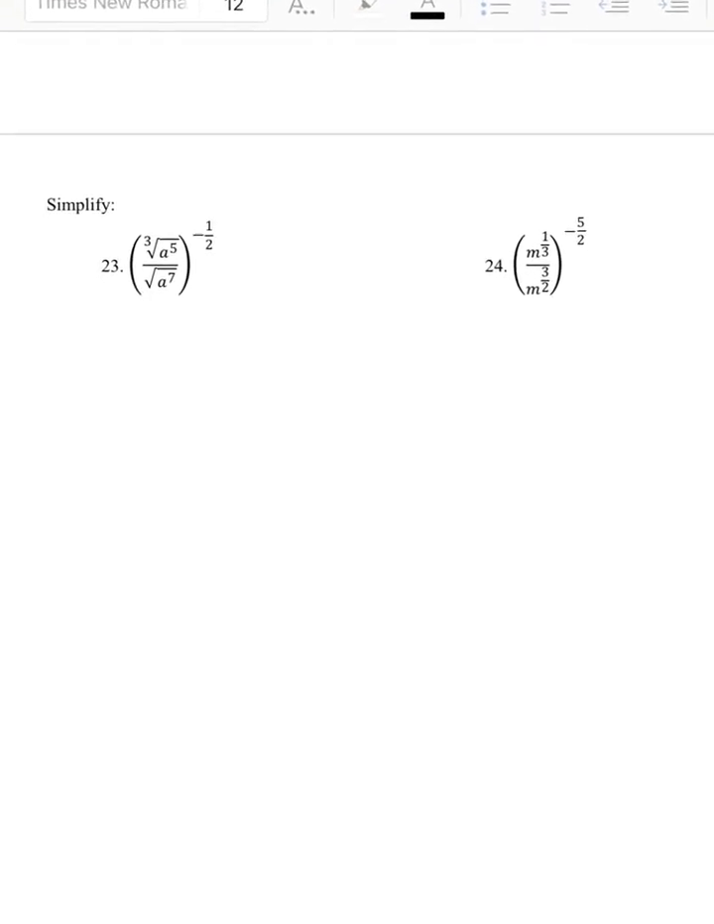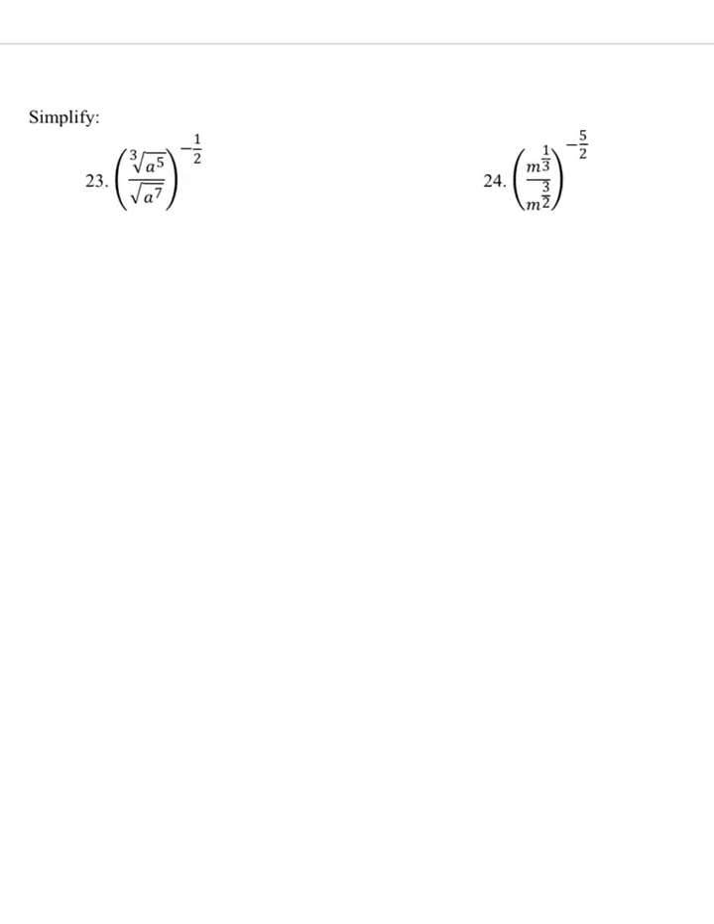Alright, last 2 questions on here, they look like doozies, but they're really not too bad as long as you know your rules. So here, first let's clean up these radicals. So this is really a raised to the 5 over 3, and this is a raised to the 7 over 2. Remember, your root becomes your denominator, your power is your numerator. It's all being raised to -1/2, but I'll deal with that after. So when I am dividing these two, I need to subtract the exponents. In my calculator, I can right away just do 5/3 minus 7/2, and I get -11/6.